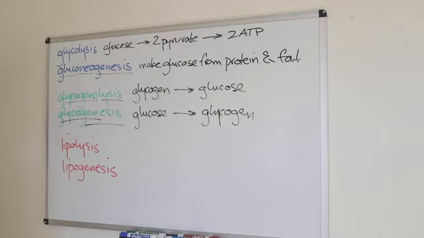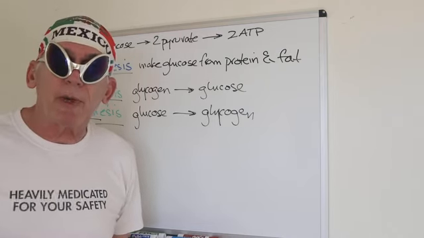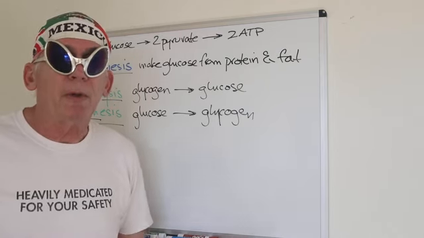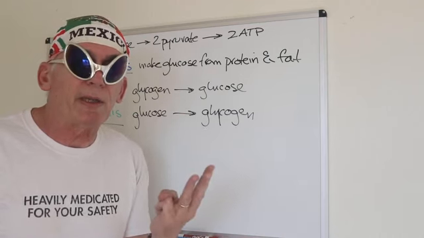Okay? Last ones. Lipo, fat. Lipolysis, break down fat. Lipogenesis, make fat. Well, lipolysis, break down fat. So remember the main dietary fat, the main storage fat. Triglycerides. What are triglycerides made of? Triglyceride. Glycerol plus 3 fatty acids.